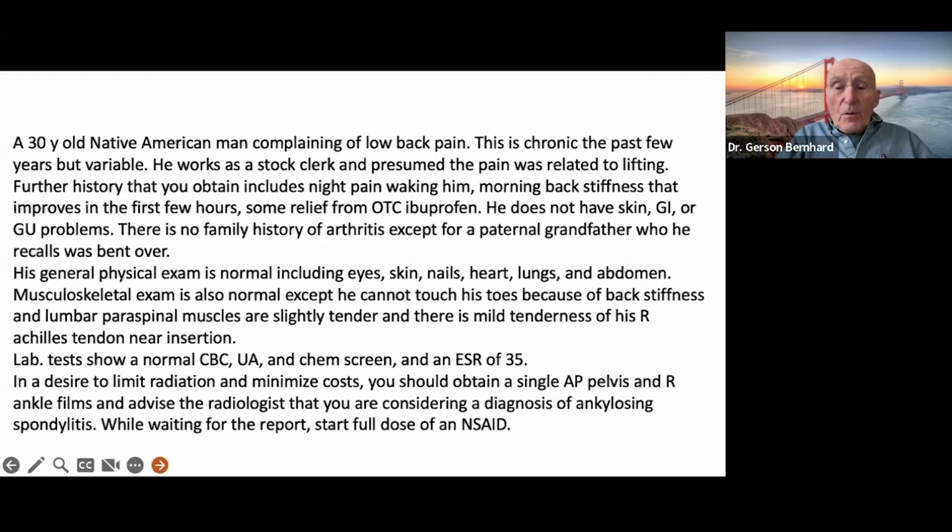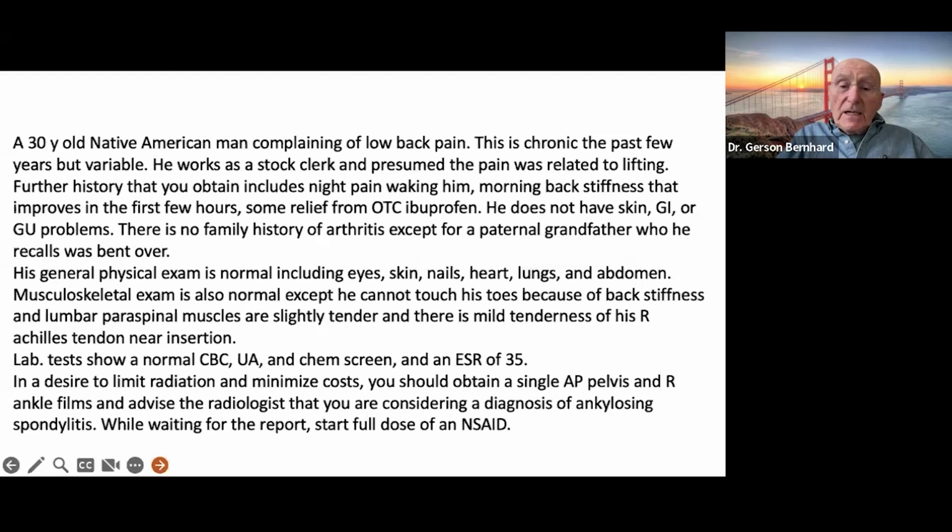And there are ways you can actually measure this. We call this a Schober's test, but I won't go into the weeds on the details of that right now. But you see that he has limitation of motion, and he may even have some slight tenderness in the paraspinal muscles. Now, when you go to the simple survey lab, he has a normal blood count and urine and chem screening, but his sed rate is elevated, a mark of inflammation.